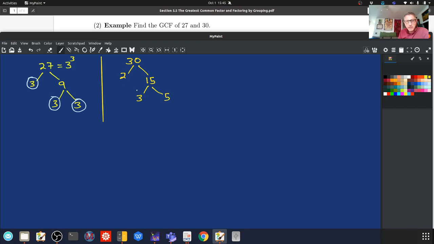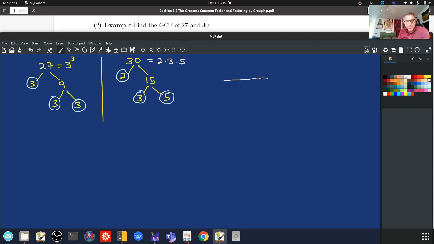Now I realize there's different ways you can start off the division process, and it doesn't make any difference, because in the end you get the same exact factorization, and that's what we're after anyway. The numbers may be in different places at the end branches, but the end branches are always going to have the same numbers. So 30 is equal to 2 times 3 times 5.